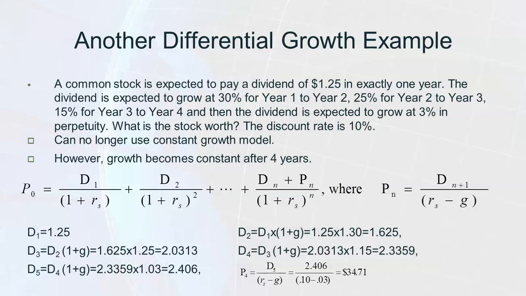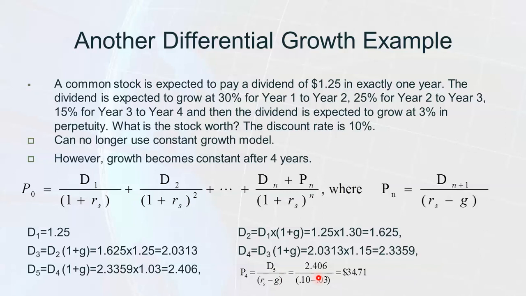And since you know that, your dividend 5 is your dividend 4 times 1 plus growth, so dividend 5 actually is constant. Okay, so you know that after year 4 the dividend is constant. So can you find the stock price at time 4? Yes, you can, which equals dividend at time 5 divided by r minus g.